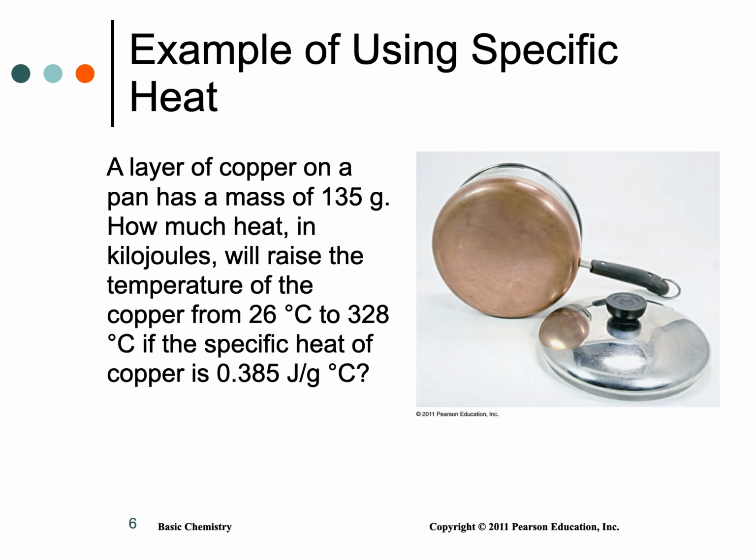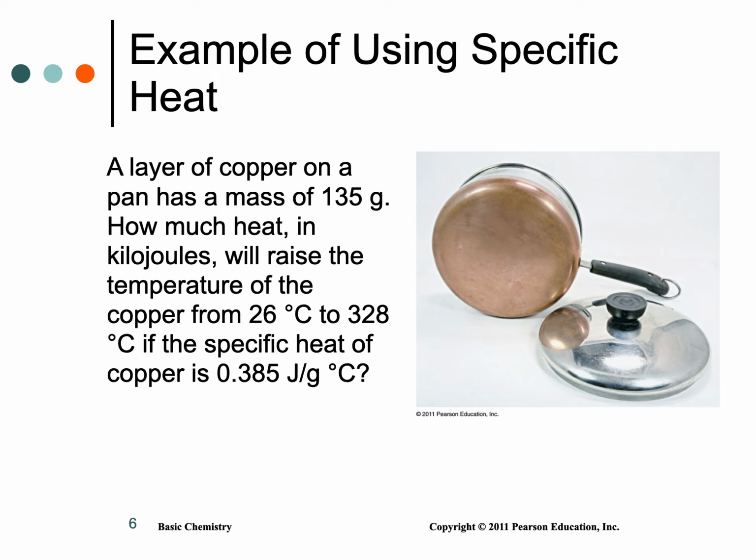The layer of copper on a pan has a mass of 135 grams. So that's the amount of copper. How much heat in kilojoules will raise the temperature of the copper from 26 Celsius to 328 Celsius if the specific heat of the copper is 0.38 joules per gram per Celsius?